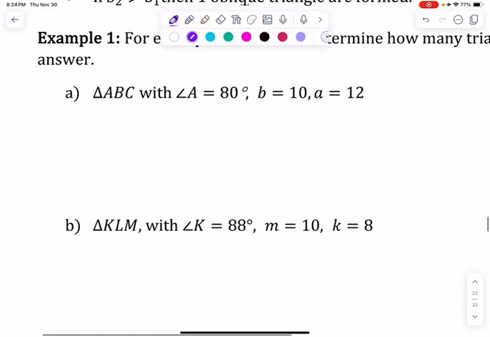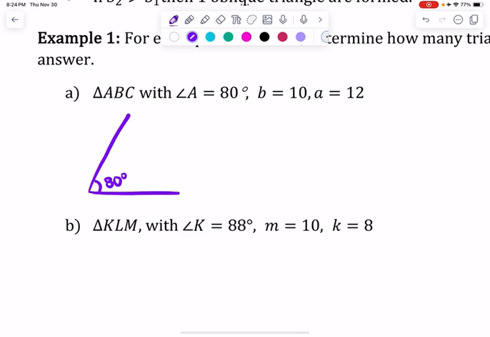So for this first one here, I have potential triangle ABC, and I have angle A that's 80. So I'm going to start by drawing my angle. I'm going to draw it around 80 degrees. Here it is, and that is angle A. Then I have side length B, which is 10, and side length A, which is 12. Now I'm going to draw that third kind of nub of a side length because I don't quite know if it forms a triangle. I know that if this guy's angle A, then this side length is going to be little baby A. So little baby A goes here, which is 12.